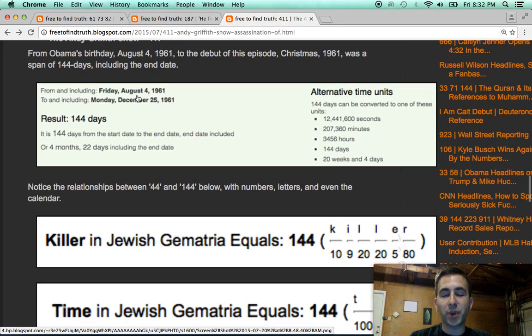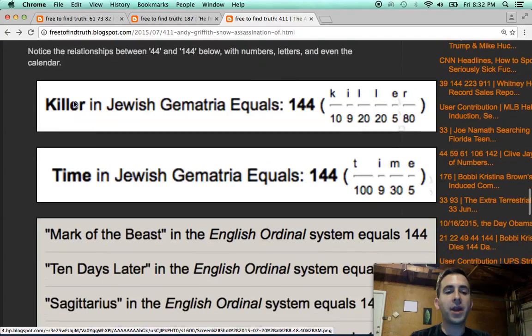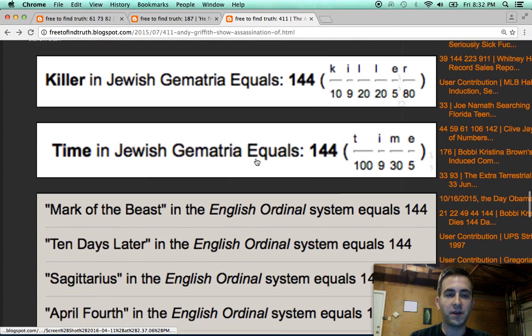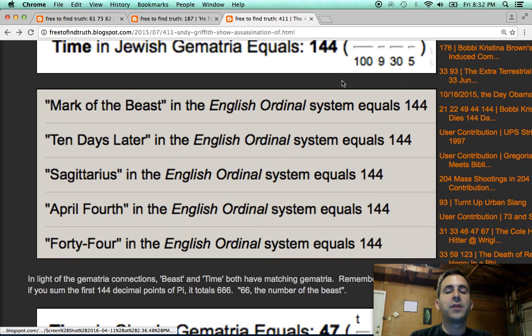From Obama's birthday that year, the day he was born, supposedly, August 4th, 1961, to Christmas Day that year is 144 days. And the thing about 144 is it's a number connected to killing. Killer equals 144. The phrase Mark of the Beast, 144. 10 days later, 144. JFK's brother Bobby Kennedy would die at 1:44 in the morning, 10 days after giving a speech on gun control in the wake of the MLK assassination.